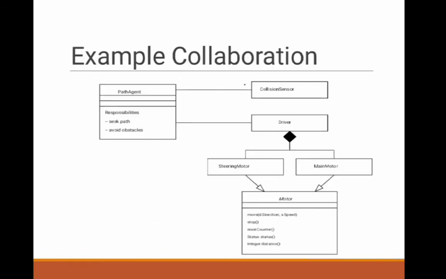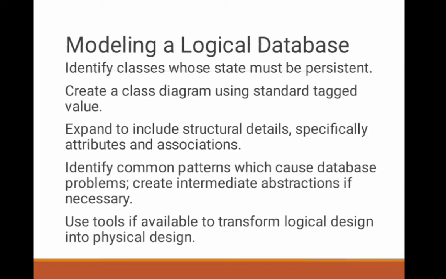See, here is an example of collaboration. There is a class having four compartments, path agent, then attribute, operation, and there are some responsibilities related to the collision sensor or the driver. Again, the driver has an aggregation with the steering motor and main motor. There is a generalization symbol showing that both are connected to the motor, which has a third compartment called operation. This is the example for the collaboration.